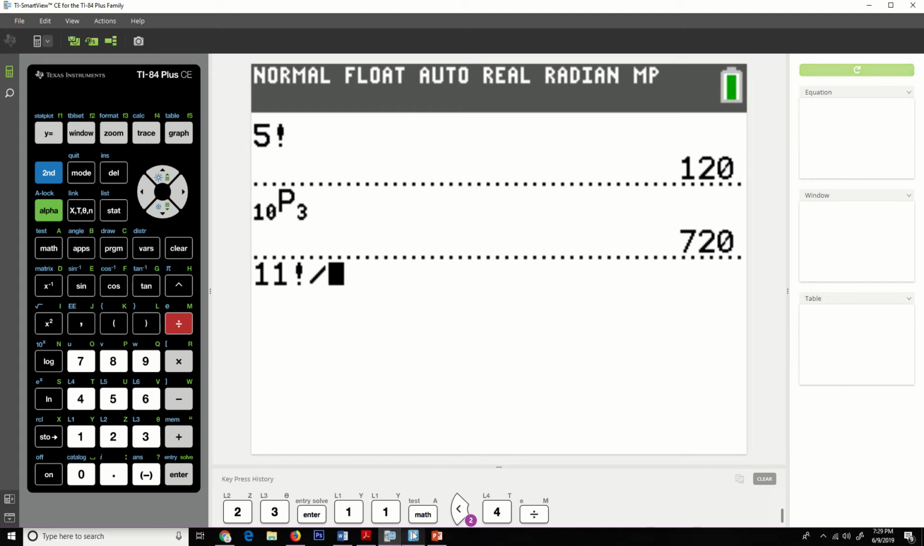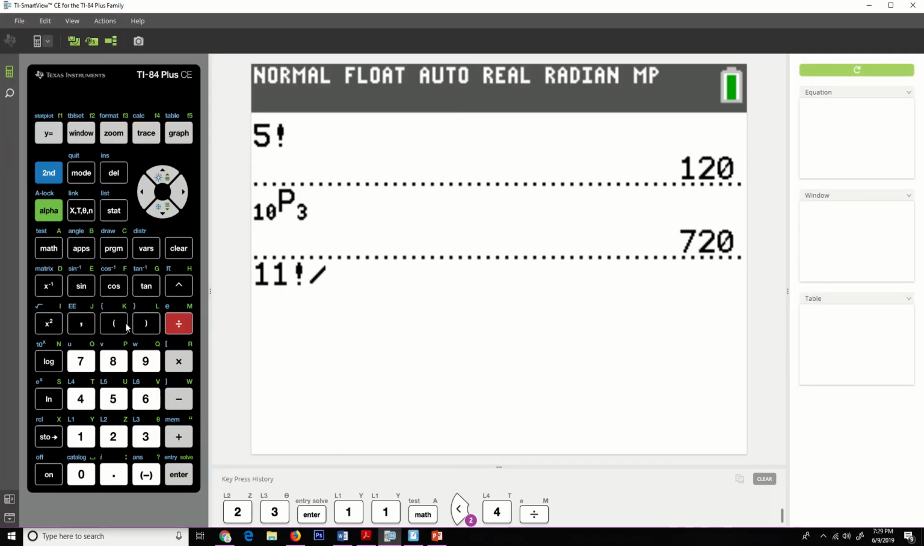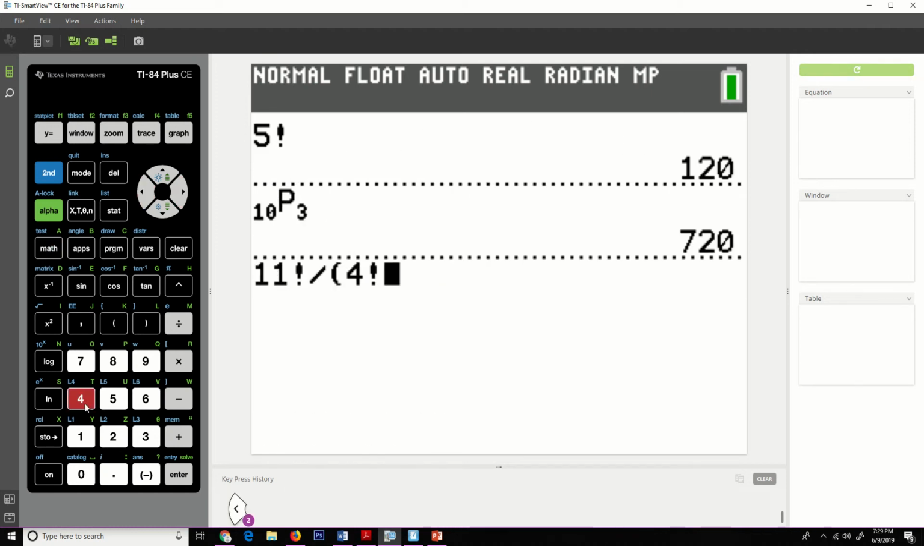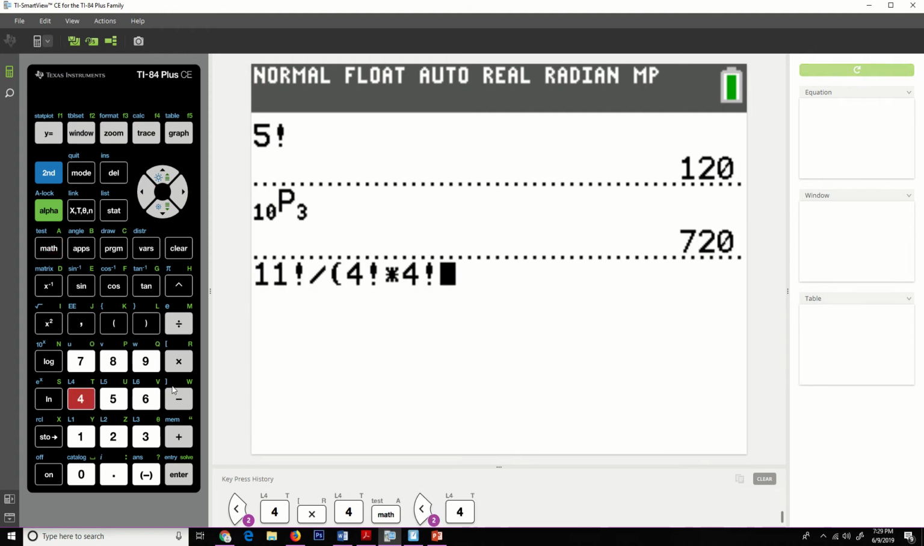Now, we have to multiply all of these together before we hit the enter key, so you've got to be careful here. You need to put a parenthesis down here, or else it'll just divide 11 by the first one and then multiply by the other values. So we have a 4 factorial. I hit my math, go over to probability, hit 4 for that factorial, times another 4 factorial. So go over to probability, hit 4 for that factorial, times 2 factorial.